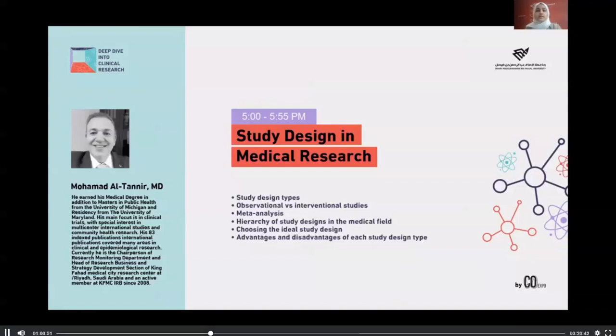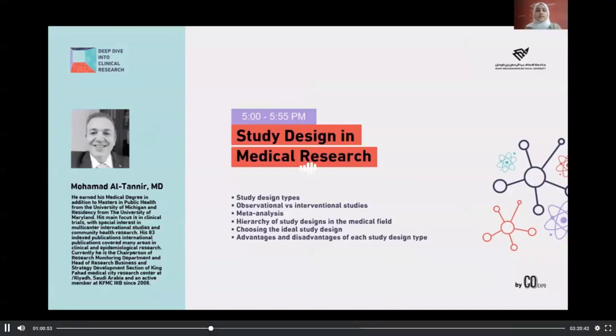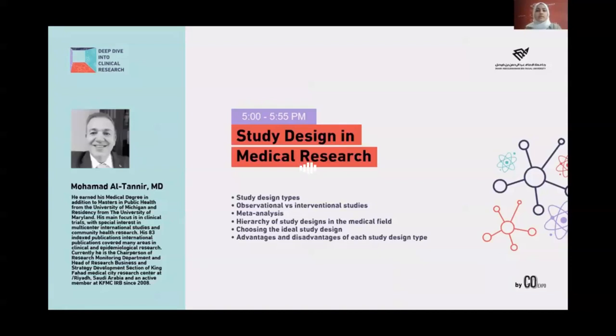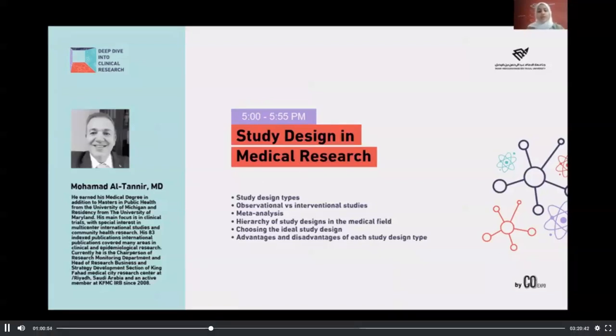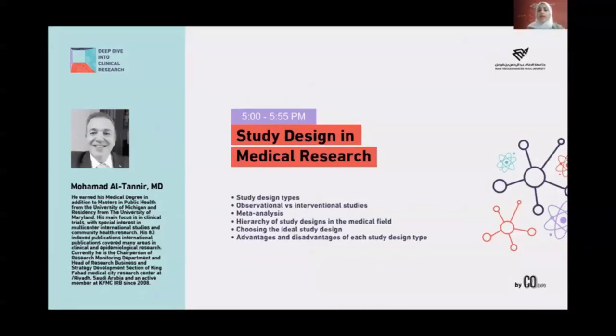residency from University of Maryland. His main focus is in clinical trials, with a special interest in multi-center international studies and community health research. His 83 indexed publications, including international publications, covered many areas in clinical and epidemiological research.